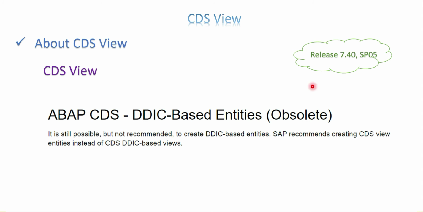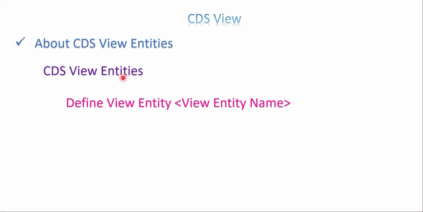And this is the version details of CDS view. So this is about CDS view. Then we'll move to CDS view entities. So first we'll see the syntax. The syntax is like define view, and there is a new word called entity, followed by the same syntax.